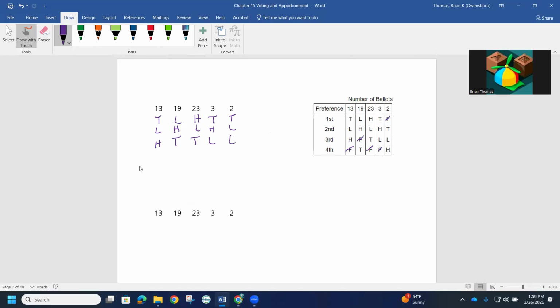Notice that T would have 13 plus 2. Actually, take that back. There are three T's up there, so T would be 13 plus 3 is 16, plus 2 is 18. So theater got 18, the library got 19, and the housing still just got 23. Notice that I still need 31 for a majority.